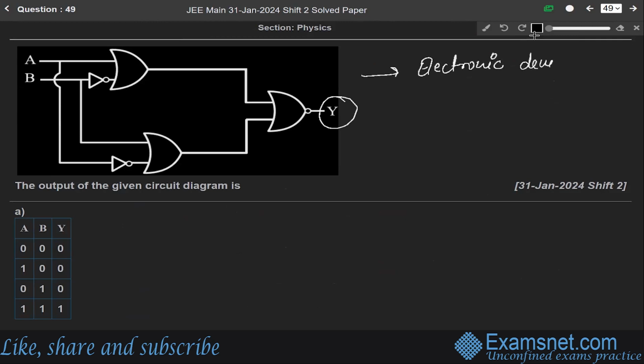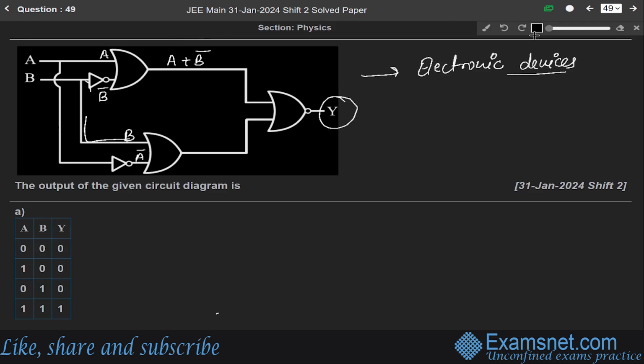Electronic devices. Okay. Now here will be A. This is a NOT gate. So here will be what? B bar. Okay. And this, since it is a NOT gate, so here will be A bar and here will be B. Okay. This is OR gate, so it will be equal to A plus B bar.